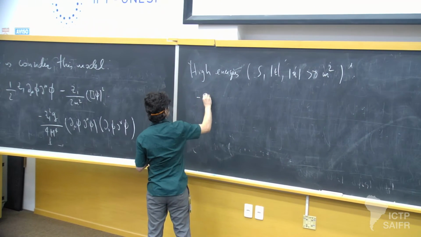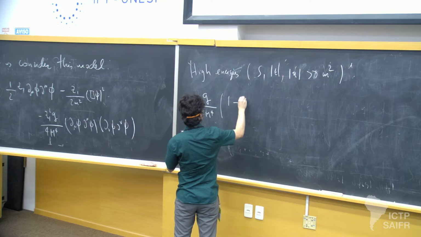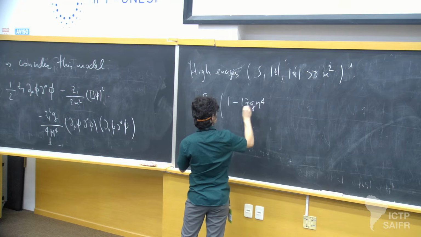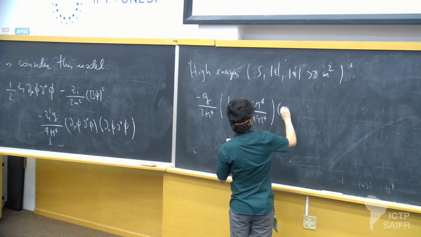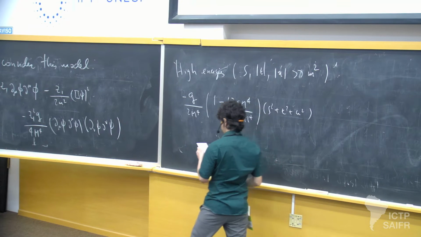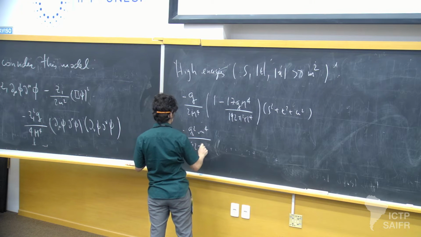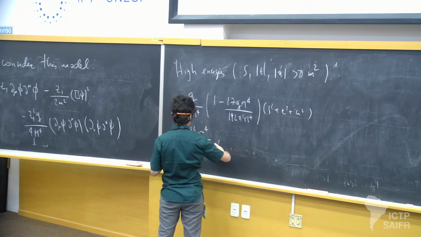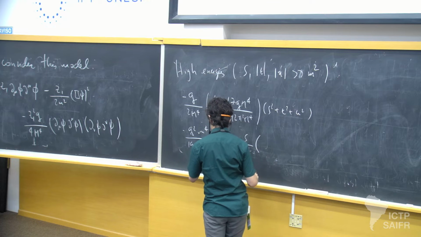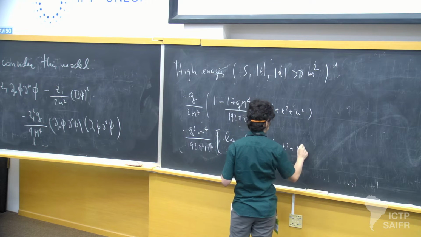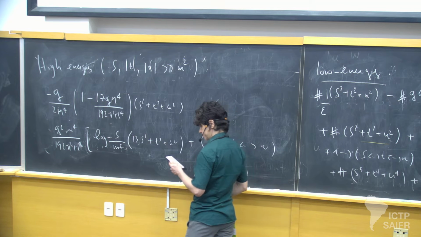So now I have this expression. So you have G over 2 m to the fourth, 1 minus G, 17G, m to the fourth. Now 1 over 2 pi squared, m to the fourth, S squared plus T squared plus U squared, minus G squared, m to the fourth over 102 pi squared, m to the 8. Oh dear. Log m squared. Now that's 13 S squared plus T squared plus U squared plus the same thing that I just told you about the other calculation, right? And that's it.